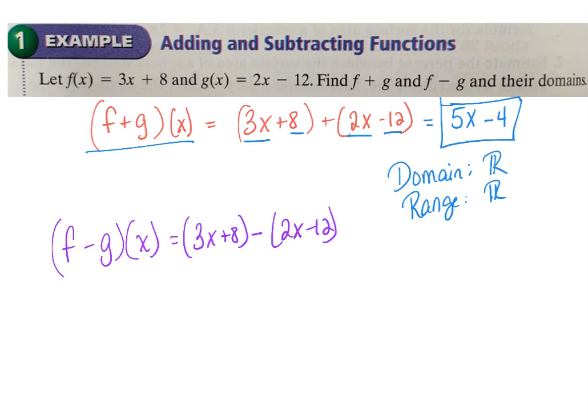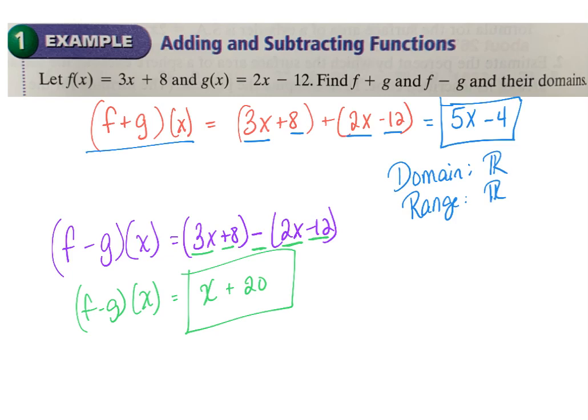We're going to subtract our like terms. 3x minus 2x gives me what? x. 8 minus a negative 12. 20. Yeah, plus a positive. So we're going to say x plus 20 here. So that means f minus g of x equals x plus 20. All right, x plus 20. Again, in this particular case, there are no restrictions on domain. There are no restrictions on range.